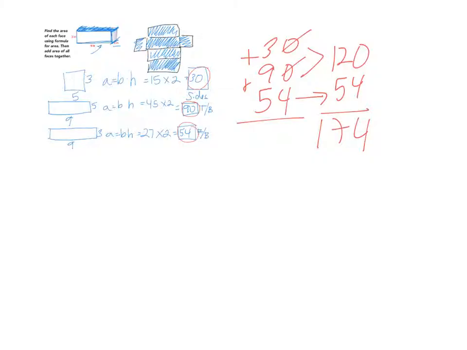So 174, and when I look back at my initial problem, I know that it's inches. And because it's surface area, because it's flattened, we're going to stay inches squared. So my final answer is surface area equals 174 inches squared.